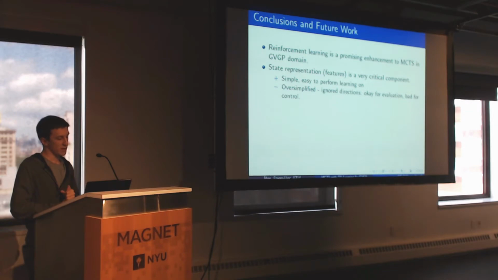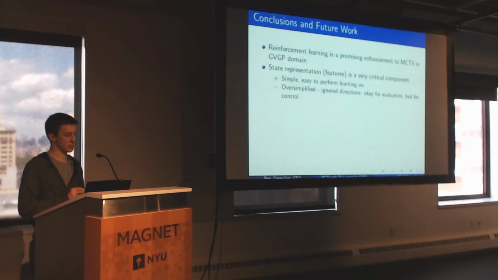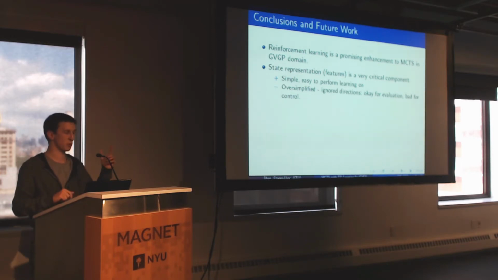Conclusions. As we've seen, reinforcement learning can indeed enhance Monte Carlo tree search and give us some advantage. However, state representation is a really critical part. We followed a really basic one here. It was too basic actually. It was simple, easy to learn. However, it didn't provide any directions, and that's bad when you are trying to select actions by control.